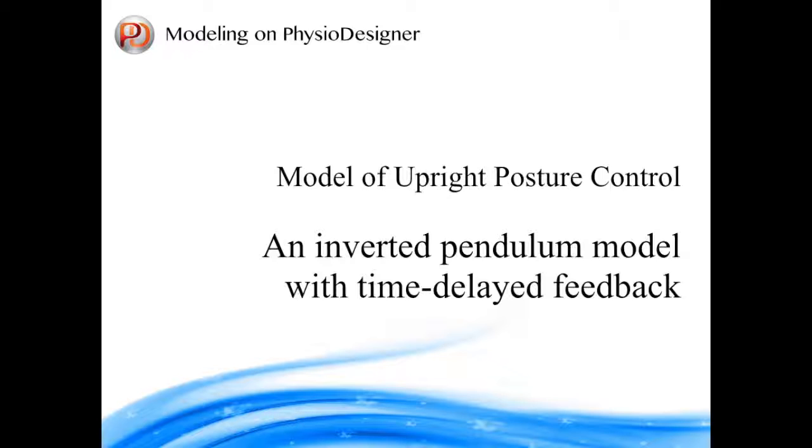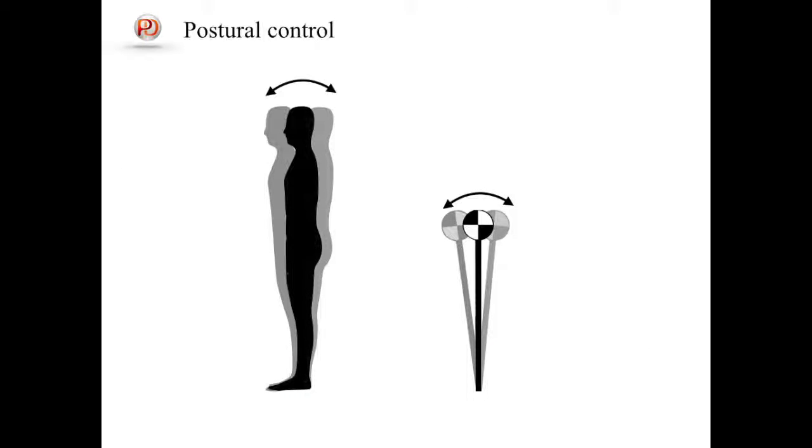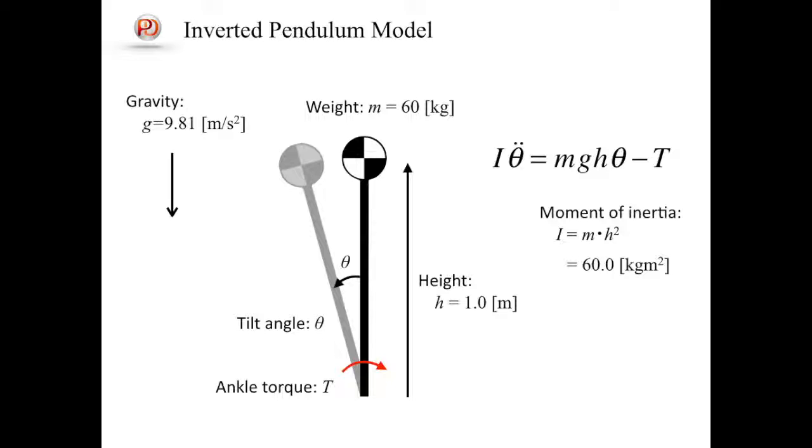Let's begin. We were considering the control mechanism of the human quiet standing posture by modeling the human body with an inverted pendulum. Important variables and parameters in the model are shown here. The tilt angle is theta, height to the center of mass is 1 meter, and weight is 60 kilograms. The gravity is 9.81 meter per second square, and T is the ankle torque.